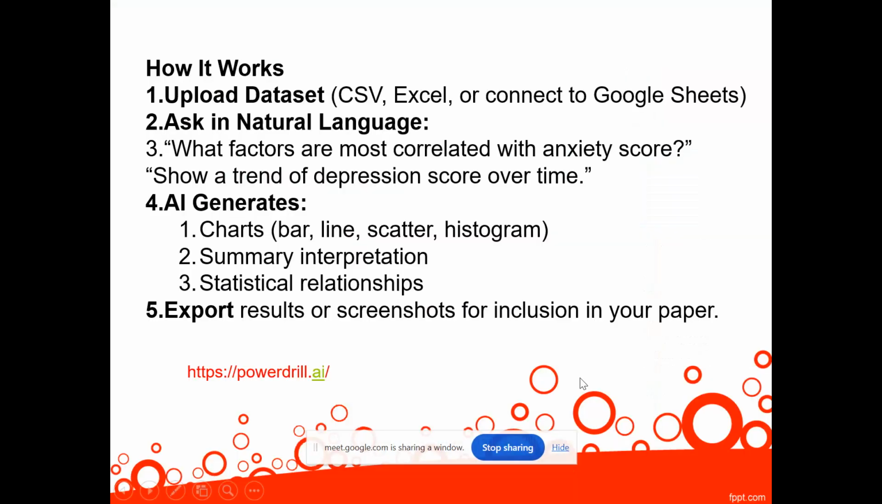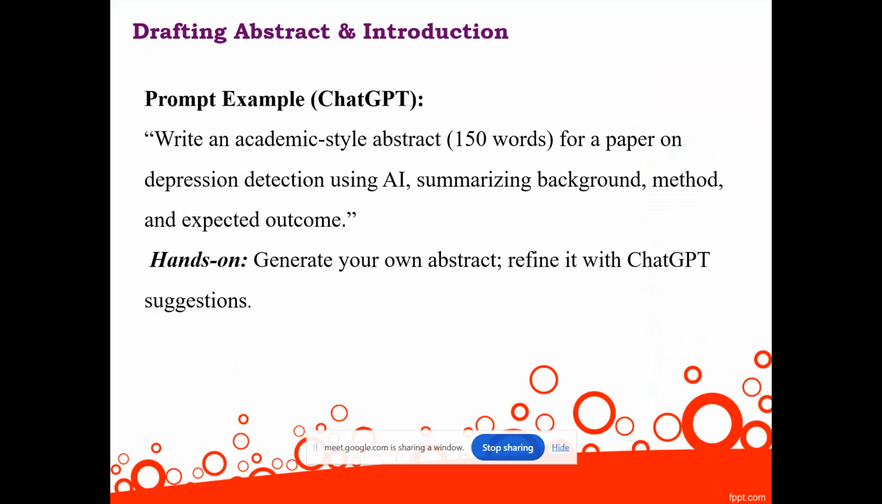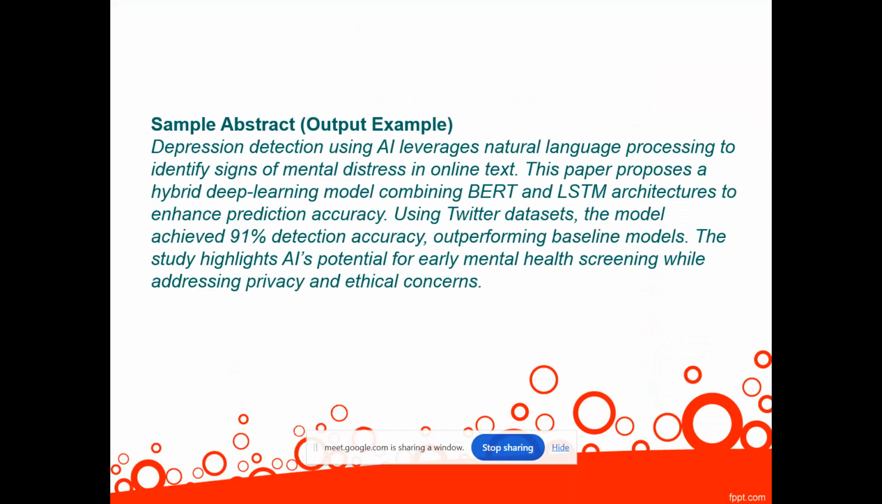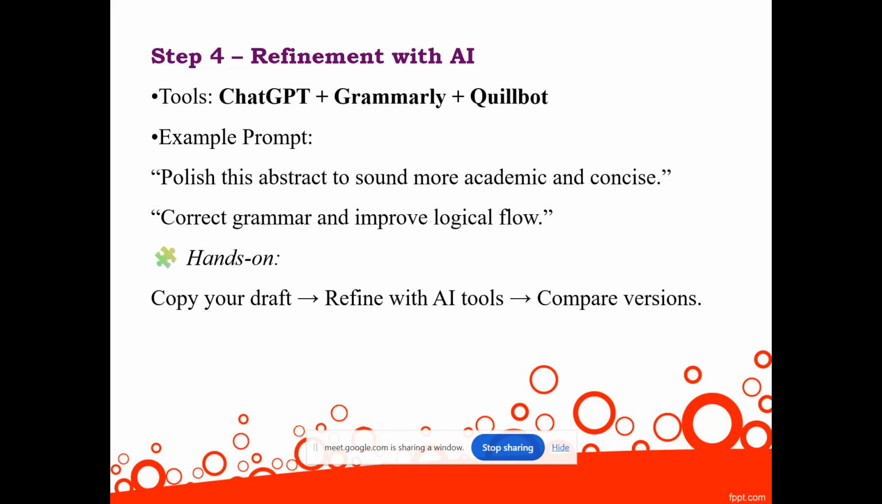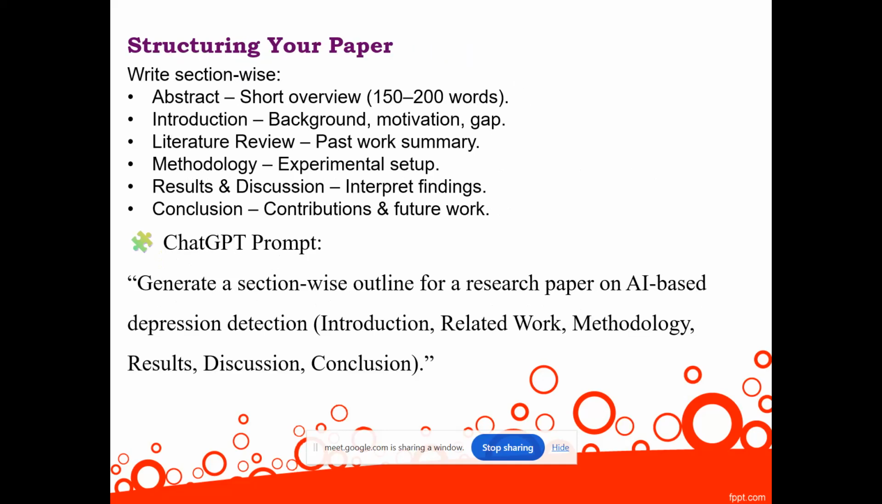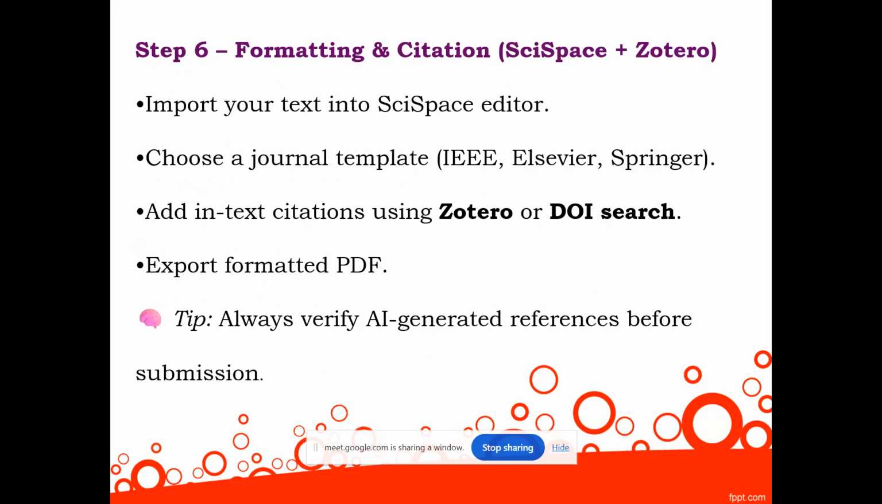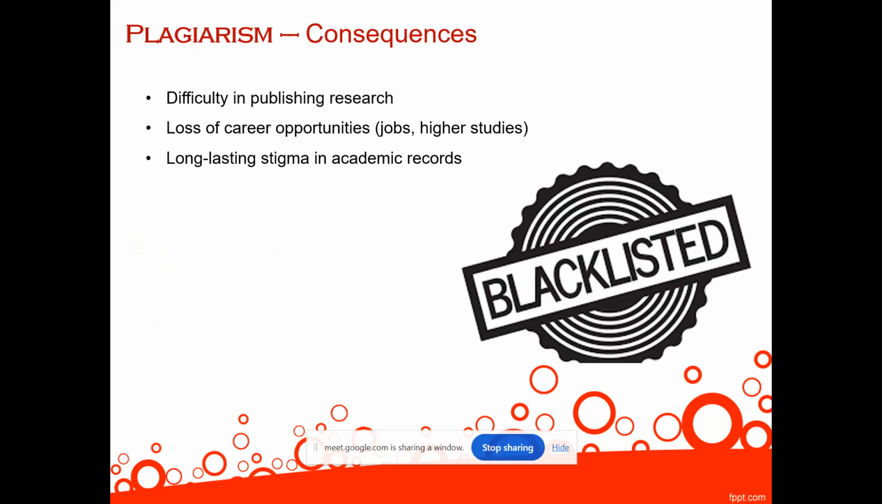Okay, now we have seen something called PowerDrill AI, and the abstract and how to refine it. We have seen how ChatGPT will help us in structuring the paper. Formatting we will see now. And the main thing is plagiarism. We will discuss plagiarism and other things, then we will directly move on to hands-on with the other two tools quickly.